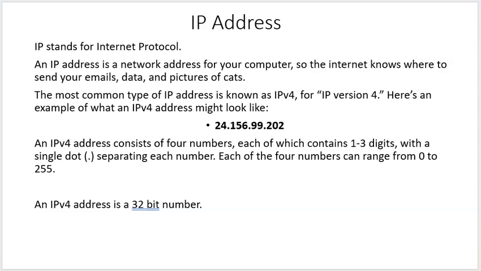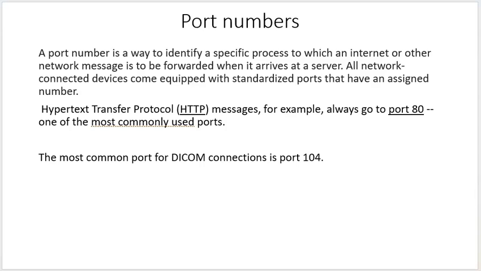Port numbers. A port number is a way to identify a specific process to which an internet or other network message is to be forwarded when it arrives at a server. All network-connected devices come equipped with standardized ports that have an assigned number. Think of ports as doors. Your house, apartment, teepee, whatever it is you may live in, has a door, or more than one door, to get in or out, doors to go places. Port numbers are like doors, so traffic knows what door to come into your house.